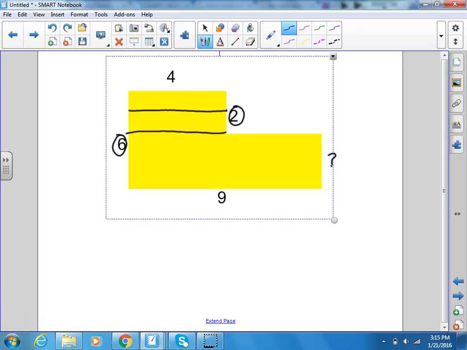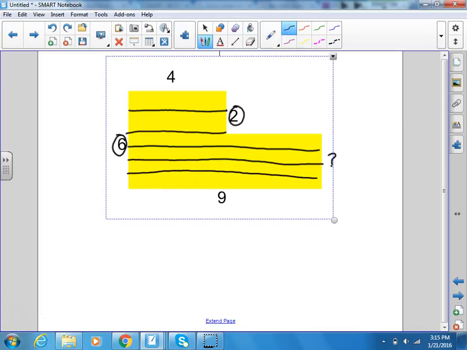That means we are missing 4 more rows. So we have 1, 2, 3, 4, and now 1, 2, 3, 4, 5, 6. Now we have our 6. So this missing side is now 4.